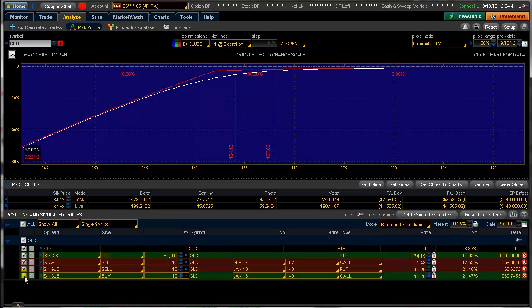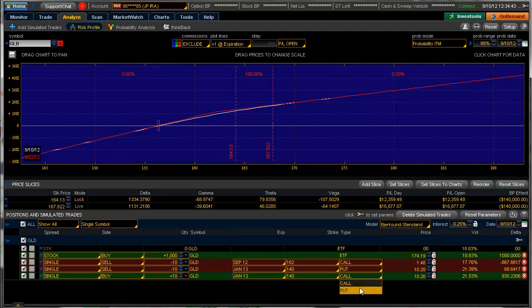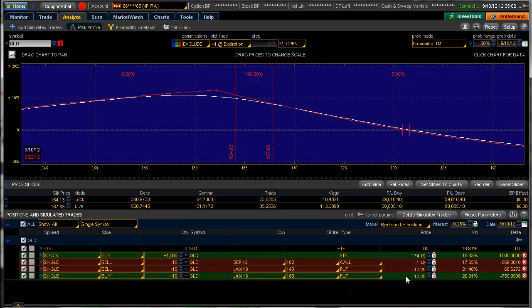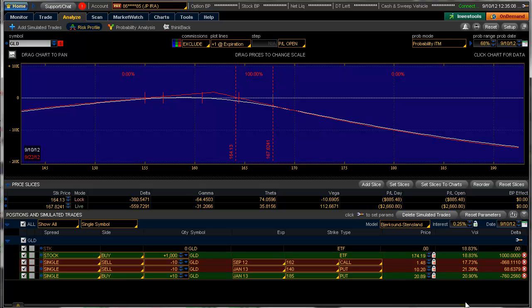But let's throw in the puts that he also bought. Those were January 13, 185. And I'm not analyzing anything except just the facts here. 185, and he paid $20.89. Okay, now this looks like what I saw at that time.